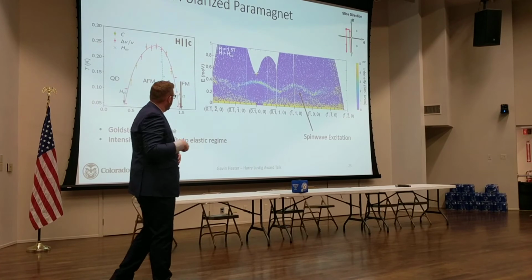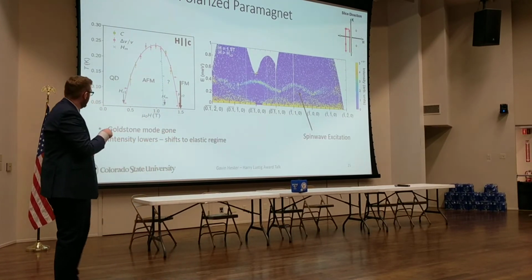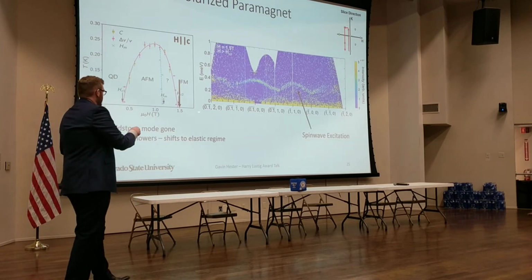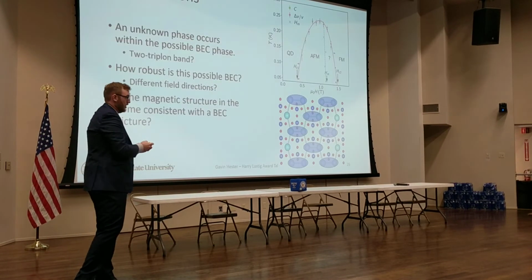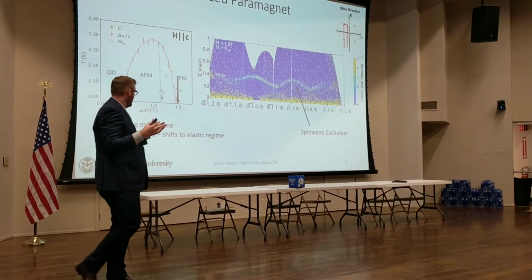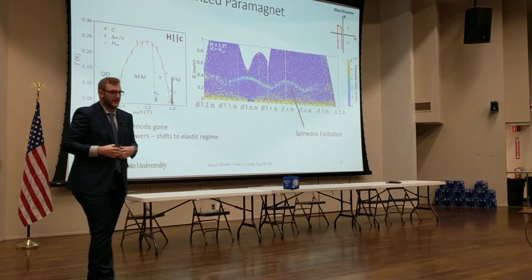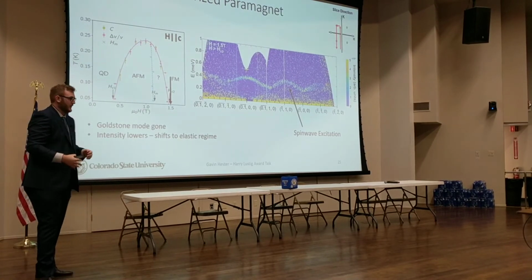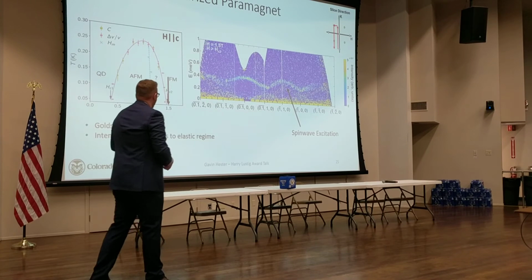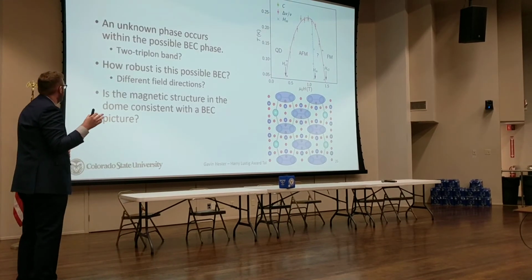And then finally, again for completeness, once we enter the ferromagnetic phase, you'll see that that low-lying Goldstone mode is gone. The low-lying Goldstone mode is gone, and the intensity up here lowers because it moves to the elastic regime, because the intensity must stay constant between all of your neutron scattering as well.